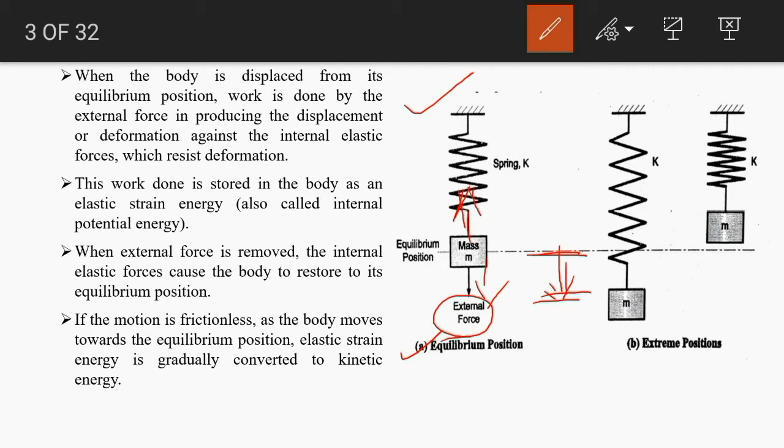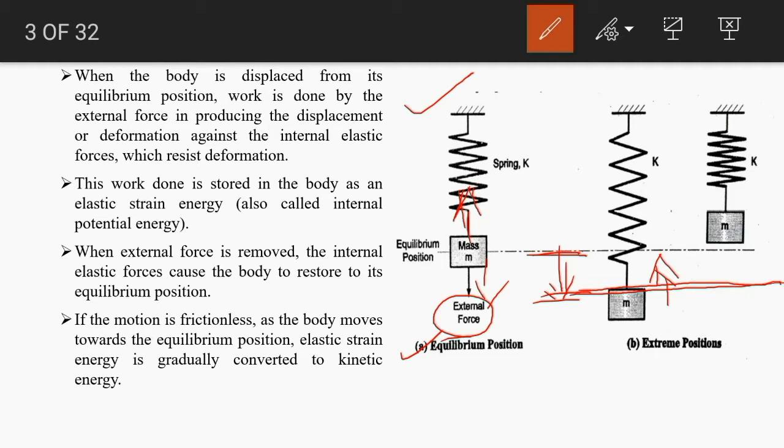Again we have done some work on the system, and that work has to be stored in some kind of energy. That is due to this deflection. At this lower extreme position, the strain energy of the system would be maximum. Now when the external force is removed, the internal elastic forces cause the body to restore to its initial equilibrium position. Whenever we release the body, what is going to happen? This mass is going to be accelerated toward the mean position. On releasing the body, the strain energy is converted into kinetic energy, and the body starts accelerating toward the mean position.